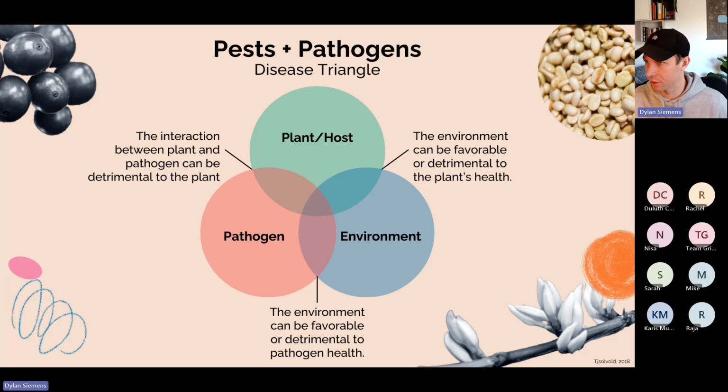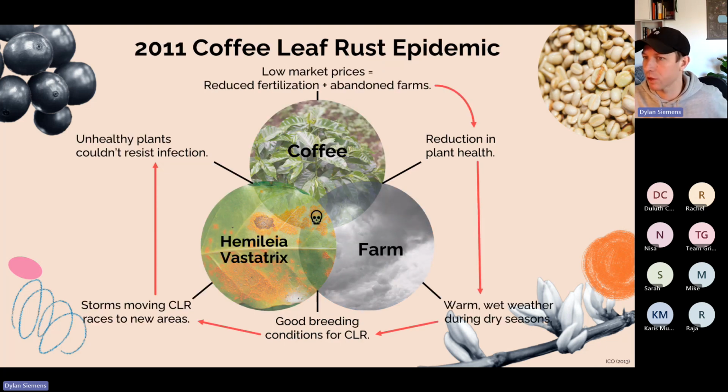When we think about pests and pathogens, the environment plays a key role in this. The environment can either favor the plant or favor a pathogen. And so when an environment has been damaged, or it's not a healthy environment, it's going to favor the pathogen over the coffee, right? So, for example, the coffee leaf rust epidemic within Central and South America in 2011, basically low market prices reduced fertilization, and there were more abandoned farms.